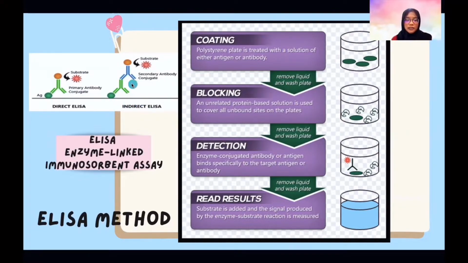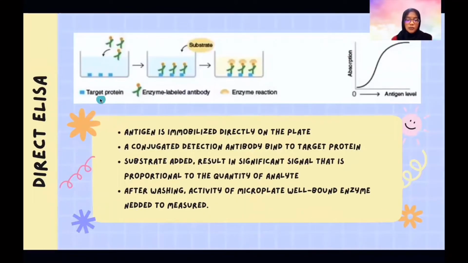the primary antibody conjugate and the second one is secondary antibody conjugate, meaning that there are two antibodies used. So this is the general method for the ELISA test. We have coating, blocking, detection, and the last one is read the result. Now let's move on to the direct ELISA.